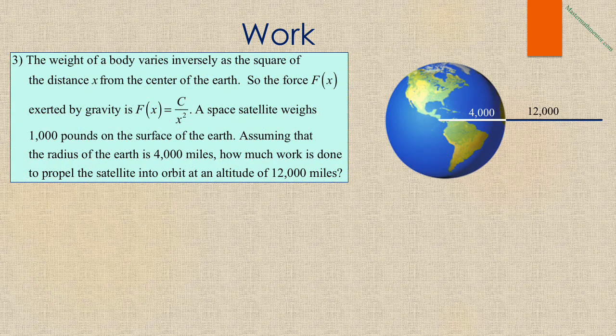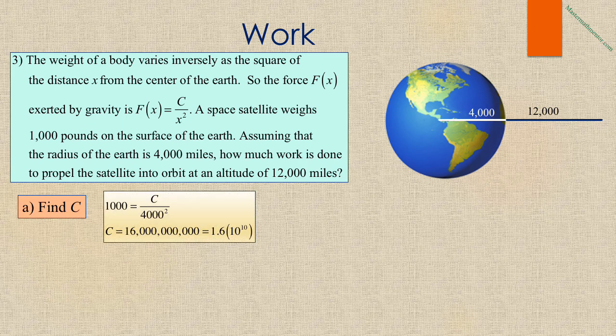Number 3 is another example of moving an entire object a series of small distances. It reads, the weight of a body varies inversely as the square of the distance x from the center of the Earth. So the force f of x exerted by gravity is f of x equals c over x squared. We have a space satellite weighing 1,000 pounds on the surface of the Earth. Assuming that the radius of the Earth is 4,000 miles, how much work is done to propel the satellite into orbit at an altitude of 12,000 miles?